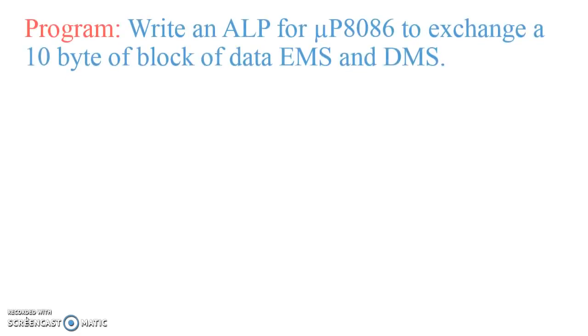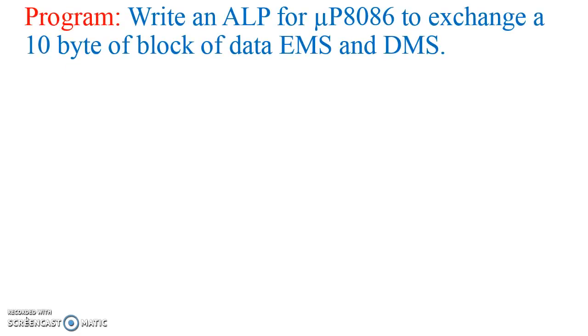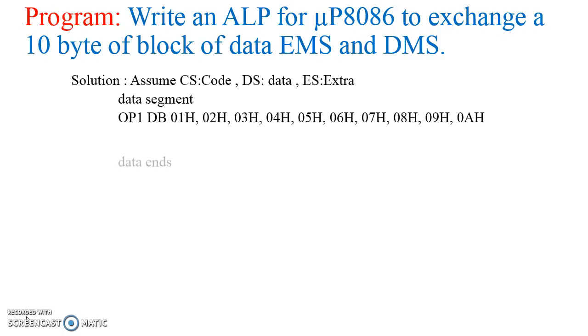Now we'll see the program which is based on the string instructions. That is, write an assembly language program for microprocessor 8086 to exchange a 10 byte block of data between the extra memory segment and data memory segment. Now the data is already stored in the data memory segment and extra memory segment; we will write the code.